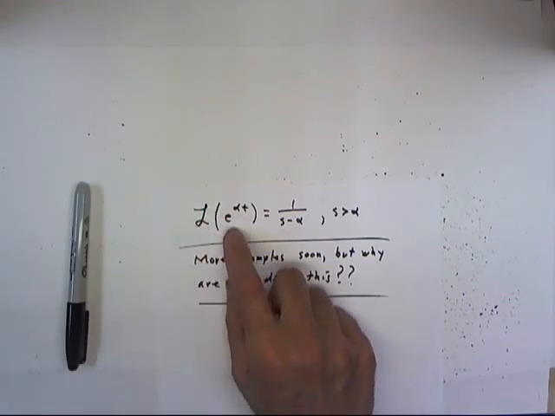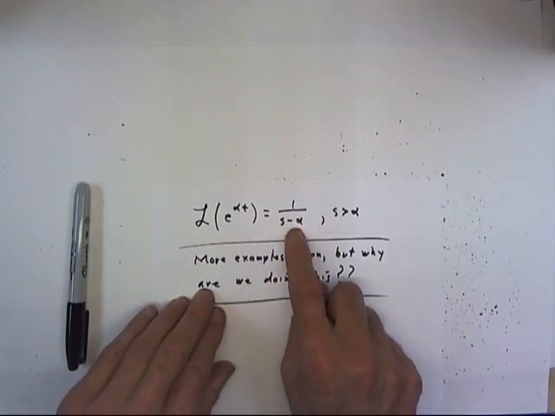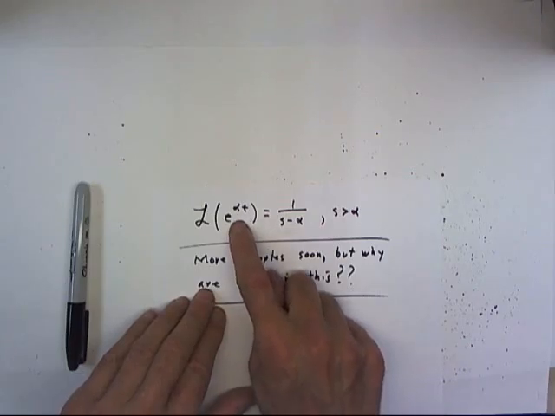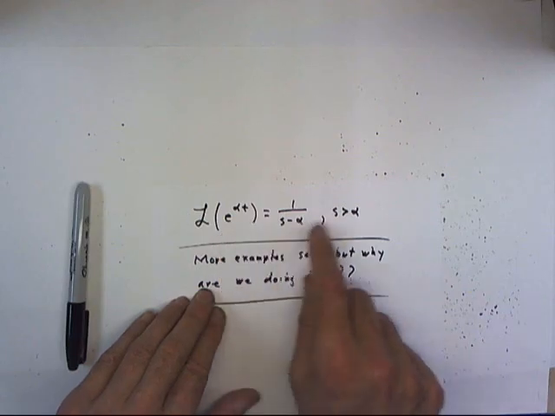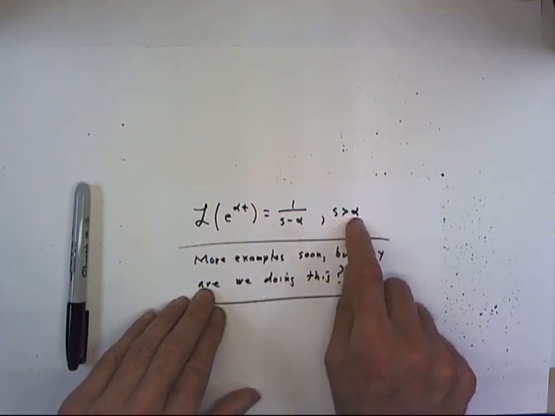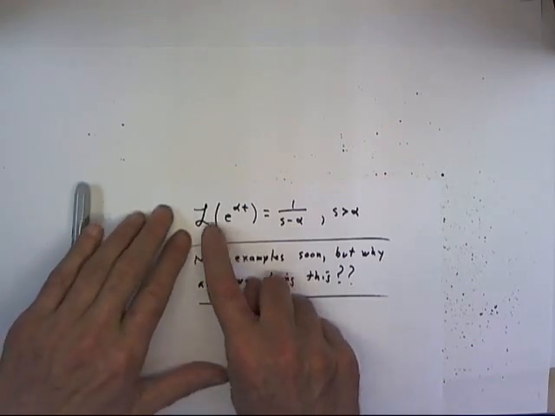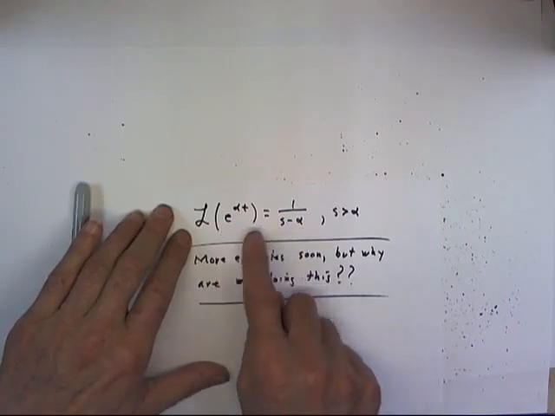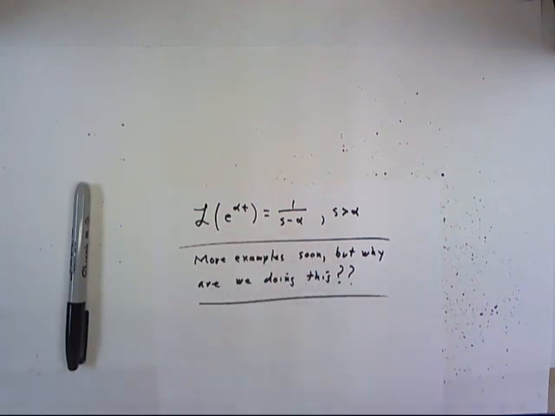Script L of e to the alpha t, for example, is 1 over s minus alpha, where this is your little f of t function, this is your big F of s function. I'm saying that the Laplace transform of e to the alpha t is 1 over s minus alpha, under the condition that s has to be bigger than alpha for reasons we've seen. So this is another way of expressing the fact that this function of t and this function of s are a Laplace transform pair.